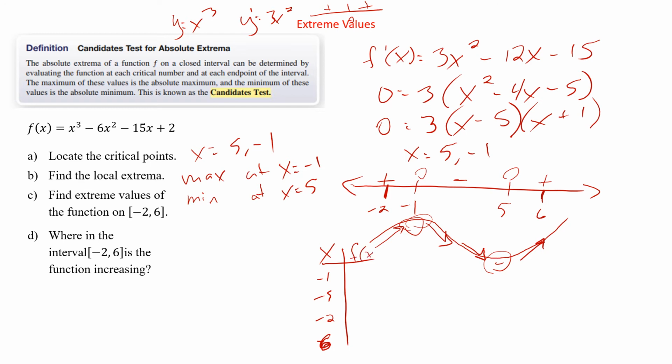And then f of x. We have to find those actual values of the function, not of the derivative of the function. So we plug in negative 1, we get negative 1, negative 1 squared is 1, so negative 1 minus 6 is negative 7, plus 15 is 8, plus 2 is 10.